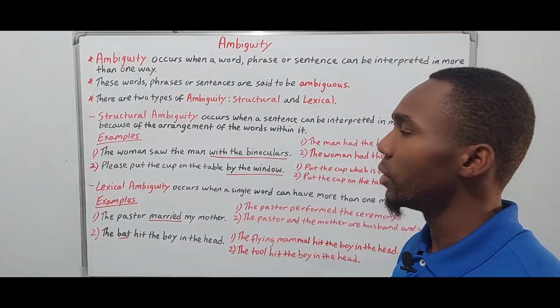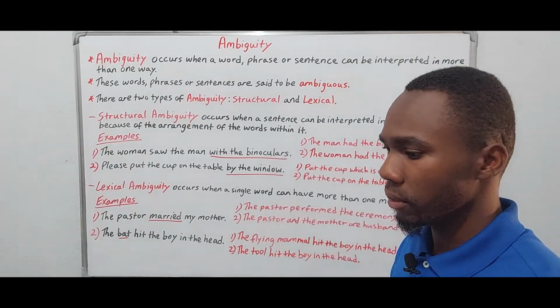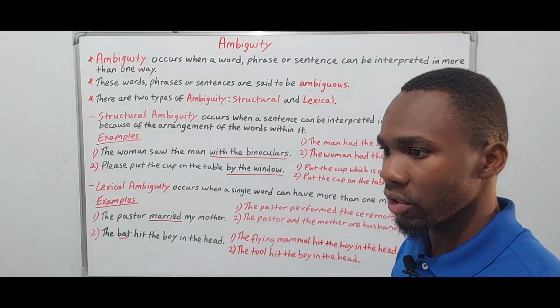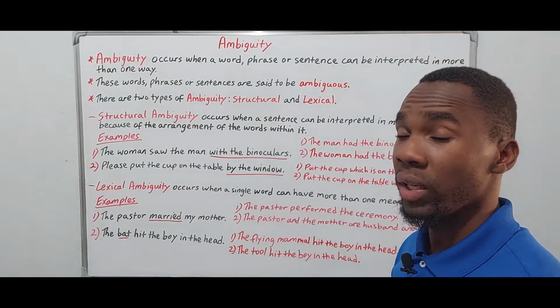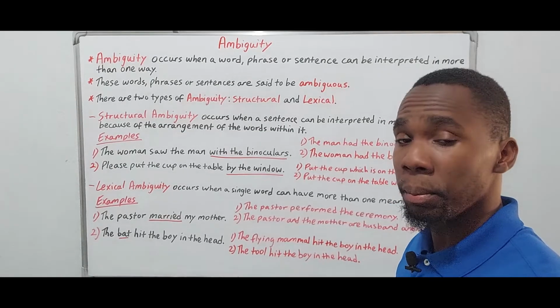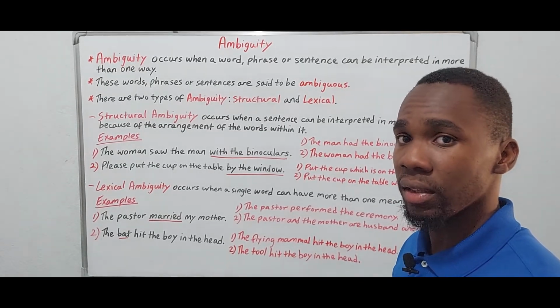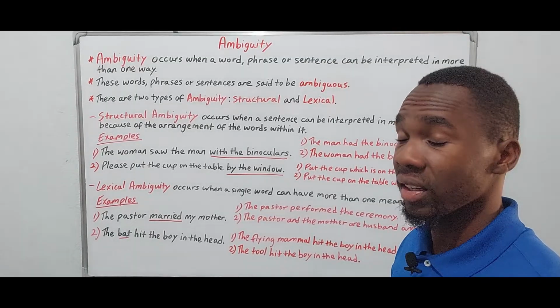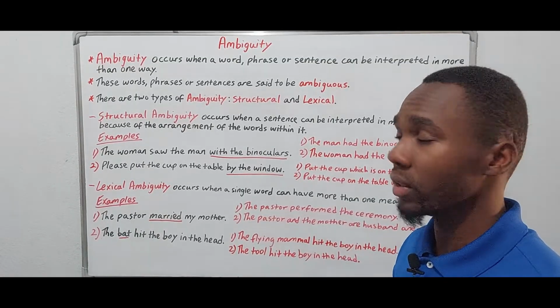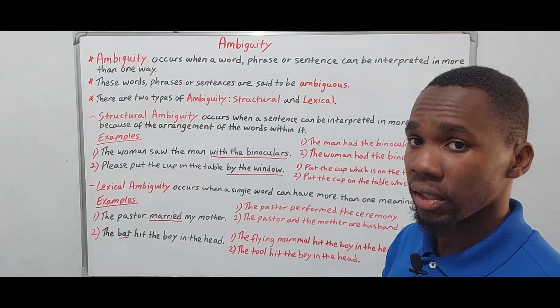Now, why is ambiguity a problem? Well, if we are trying to understand what is being said, then we need to know which meaning is being conveyed, okay? Because ambiguity can lead to misunderstandings. So it's important that the meaning is clear, right?